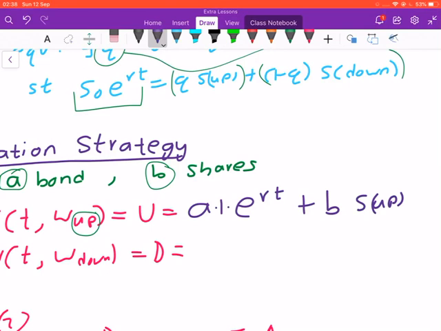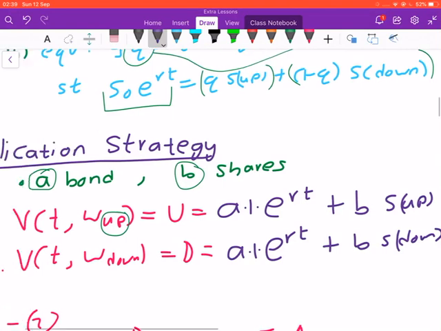And then here the down market: again the same amount of bonds, A amount of bonds which cost 1, compounded to maturity, plus the B amount of shares going down.